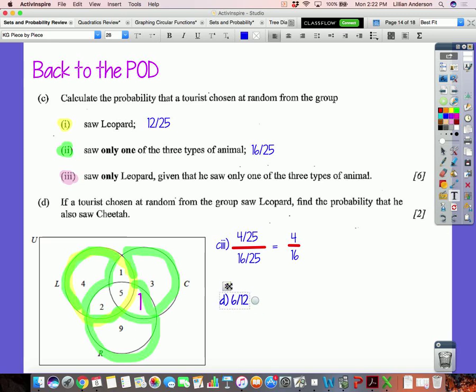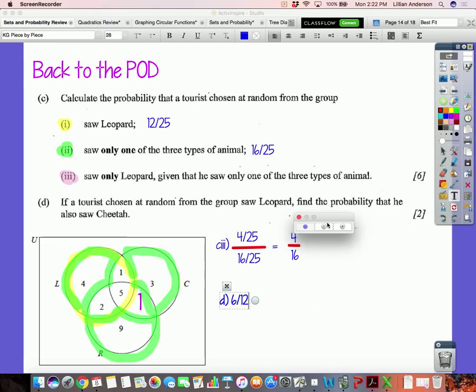Or 1/2. Okay? This right here was indirectly conditional probability because it says if a tourist chosen at random from the group saw leopards, that was your condition. You were only looking at the leopard group. So technically that would be 12 out of the 25. Out of those, what's the probability they also saw cheetah, which would be 6 out of 25. Keep, change, flip, and that's how you get 6 out of 12.